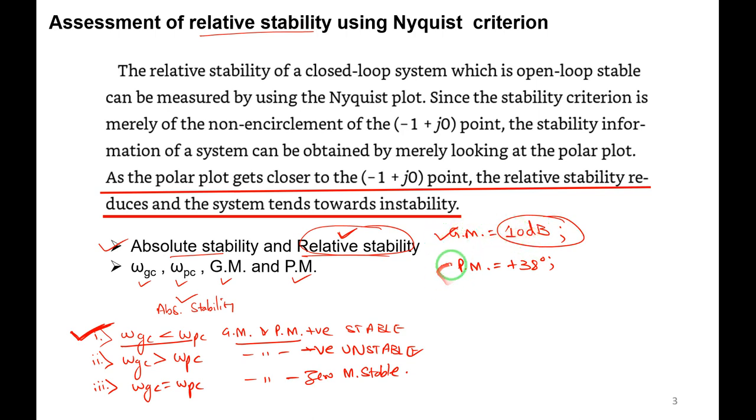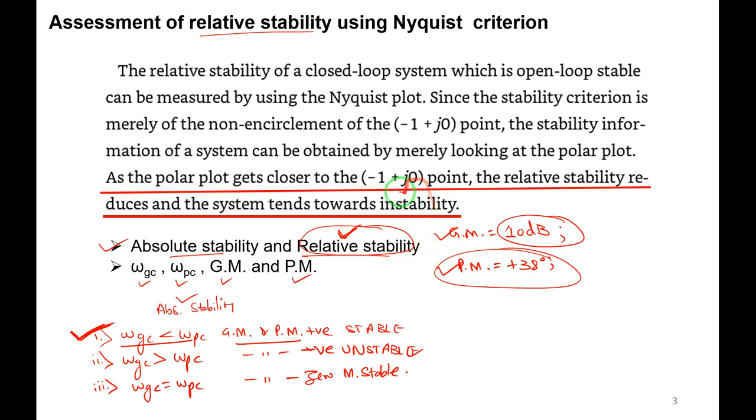Similarly, with respect to phase margin, for example, let me take plus 38 degrees. It is a positive value. These are the phase values that are allowed till the system reaches the verge of instability. For plus 38, the system is stable. If it is plus 20 degrees, the system is less stable, but it is stable only. If it is plus 5 degrees, the system is even less stable. I hope you are getting what I mean to say. So this is the relative stability.